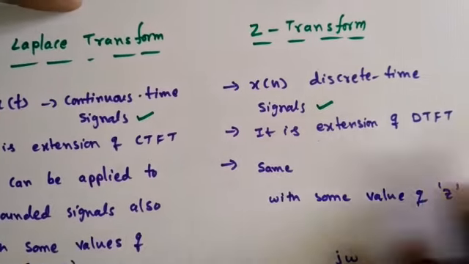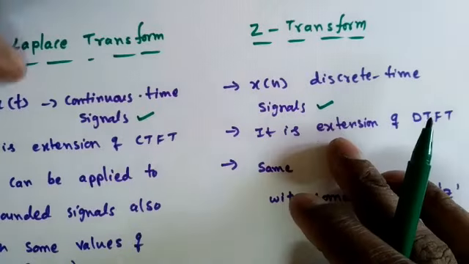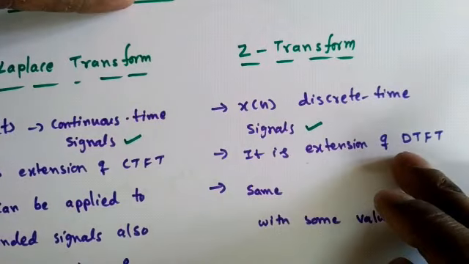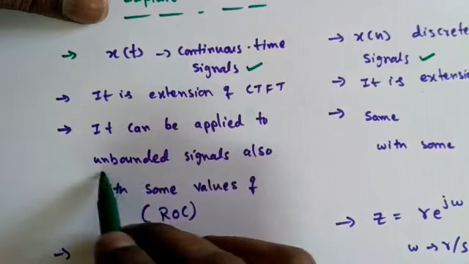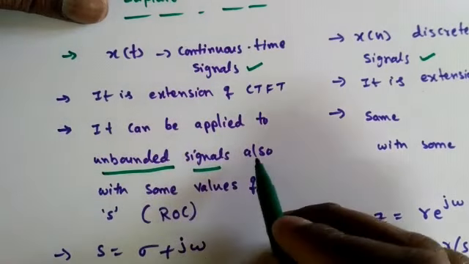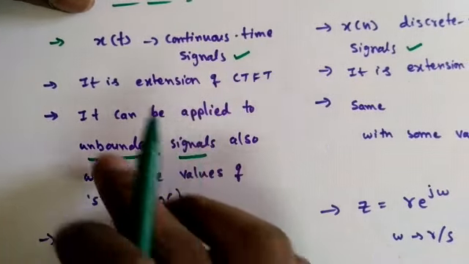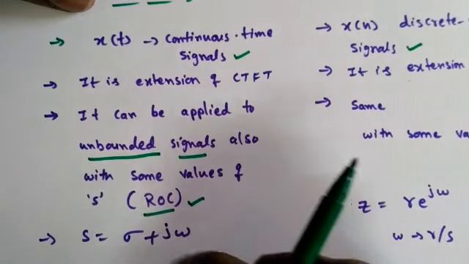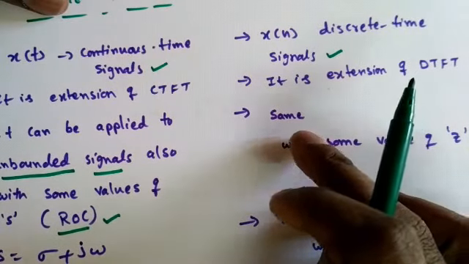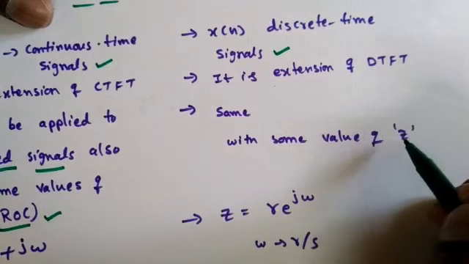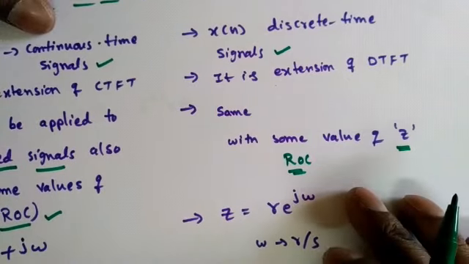Similarly, in the discrete time Fourier transform also we have some convergence problem, but that can be eliminated when we go to the Z transform. So this is the extension of the DTFT. The third point is that it can be applied to unbounded signals also, with some values of s, that is generally called the ROC. The Laplace transform converges for some values of the real part of s that we have seen. Similarly, the Z transform is also applicable to unbounded signals, but with some values of z, a complex variable. So again, it is defined by the region of convergence. Anyway, that we will see.